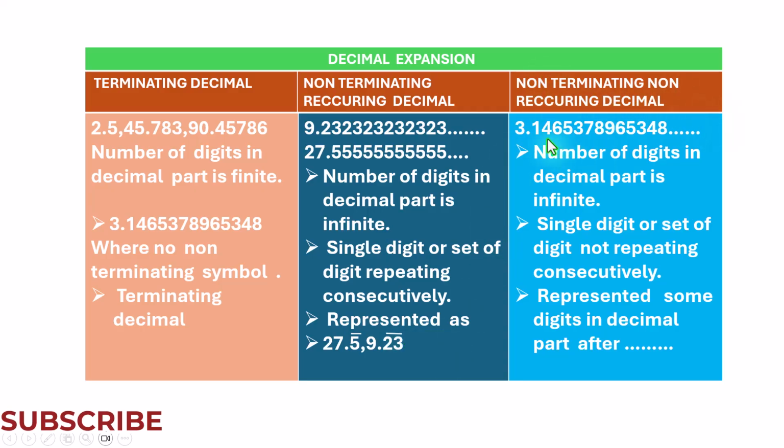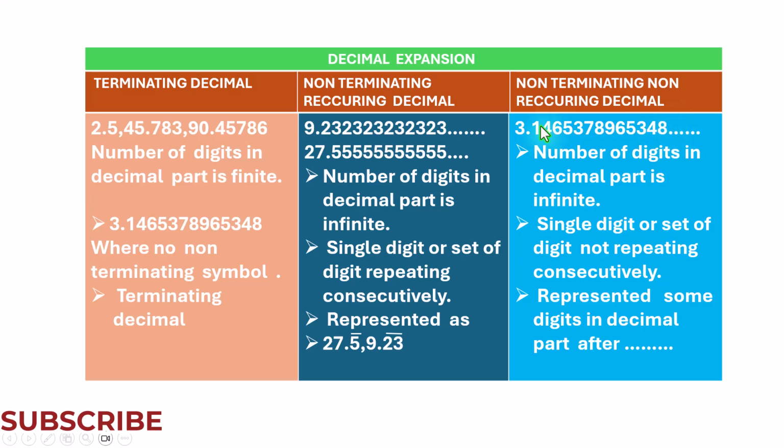Non-terminating non-recurring decimal. The number of digits in the decimal part is infinite, and a single digit or set of digits does not repeat consecutively. The non-terminating symbol is there. Three things are important here. First, a single digit or set of digits is not repeating consecutively. Then the number of digits in the decimal part is infinite. Then the non-terminating symbol, the dot. If these three things are there, then it is a non-terminating non-recurring decimal.